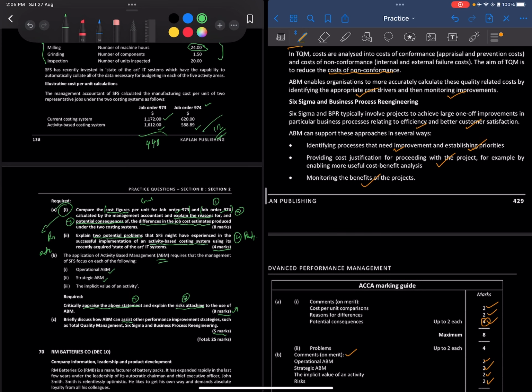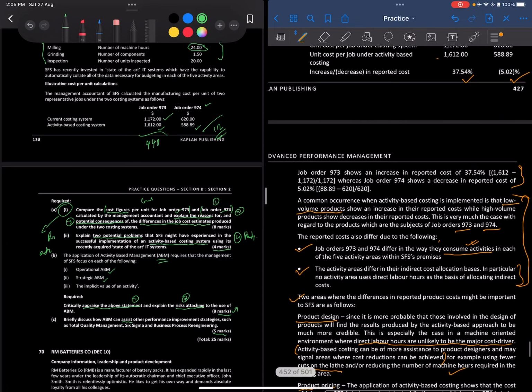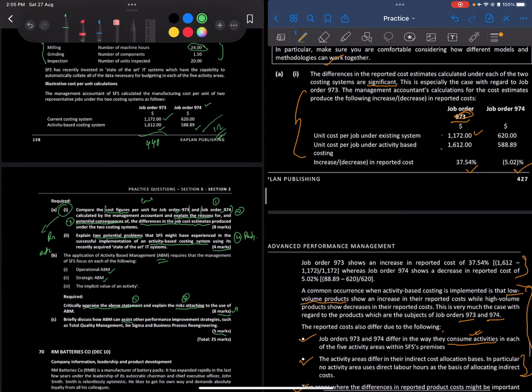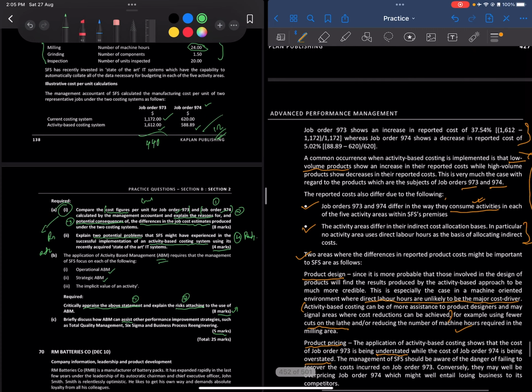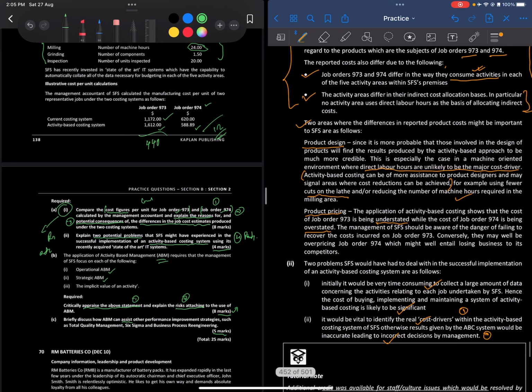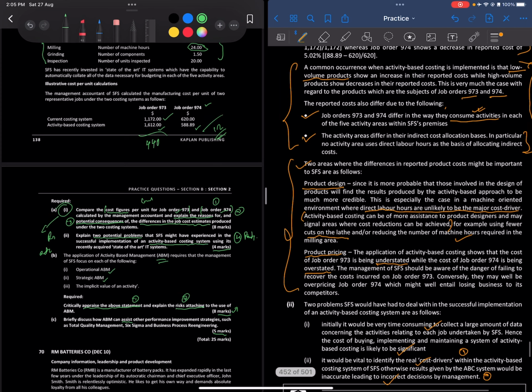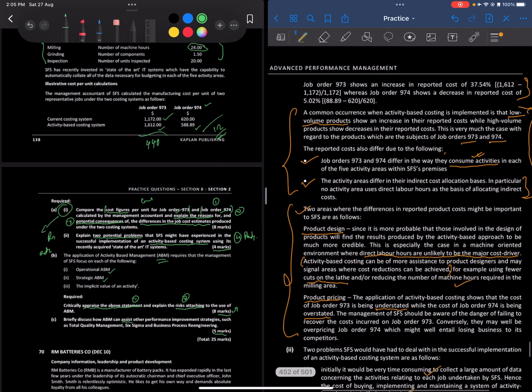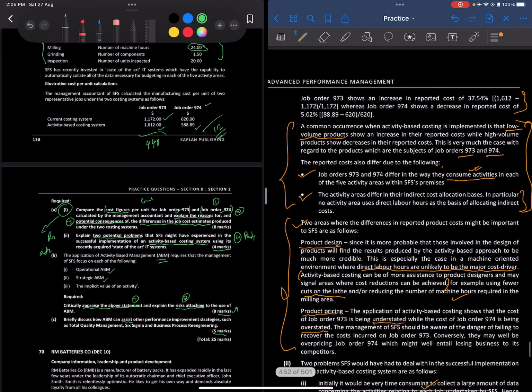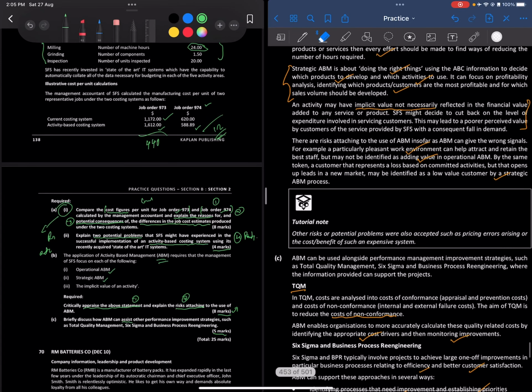So that's the structure they have followed here as well. They did the comparison in the first section, and then they provided the reasons why it could happen. Then they talked about the implications. It's not that there are many reasons why this happened. If you know about ABC, you will know the reasons. It's very easy to figure out the reasons. So that's how this question can be answered.